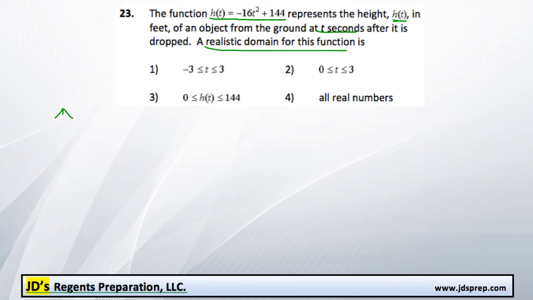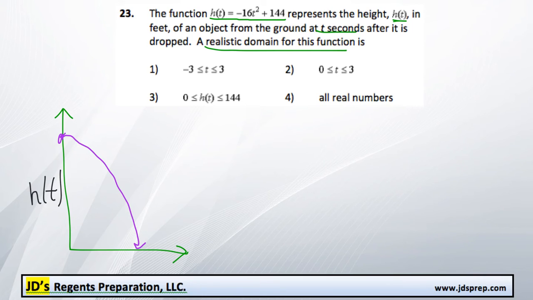So I think it might be helpful to visualize what this would look like graphically. Because we're dropping an object from a height, I could imagine that it starts up here and then as time moves on it slowly falls to the ground like this. And we know that h of t, or our height, would represent the y-axis, and then the x-axis would be our t, or our time.